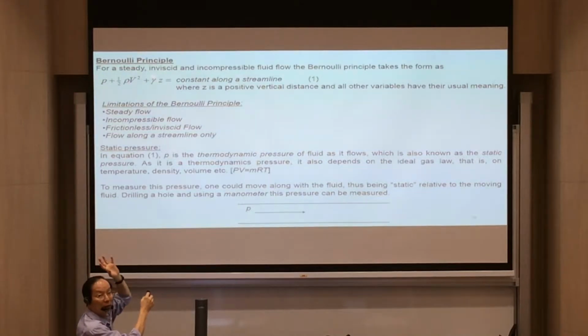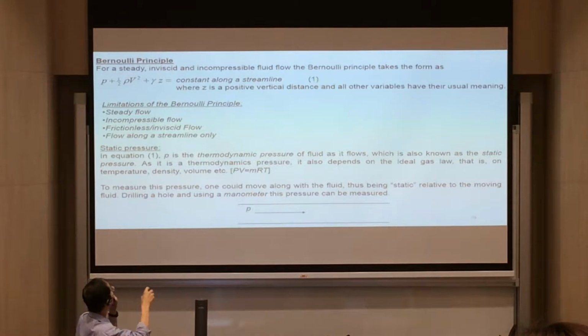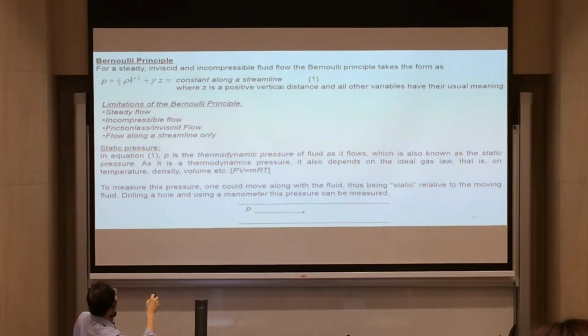What is gamma? We have used this symbol before. What's the technical name for gamma? Not the Greek symbol name, what does it mean? Specific weight. Specific weight is equal to density times g. And Z is of course the height above a datum, a reference point.